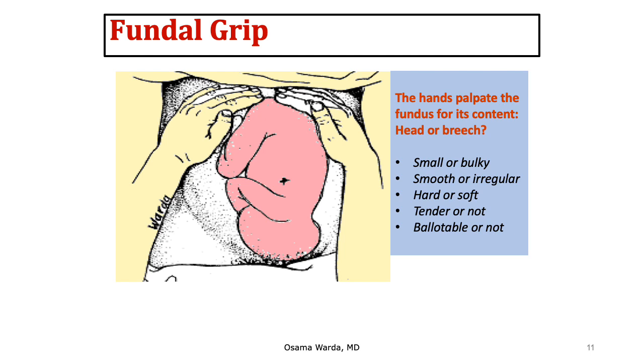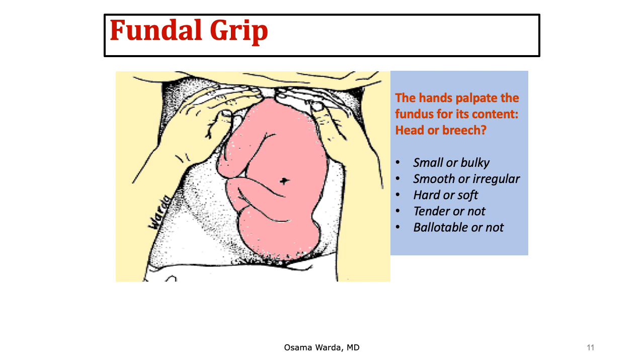If it is small, it is a head. If it is bulky, it is the breech. If it is smooth, it is a head. If it is irregular, it is the buttocks. If it is hard, it is the head. If it is soft, it is the buttocks. If it is tender, it is the head. If it is not tender, it is usually the buttocks. If it is ballotable, it is the head. So we characterize the fetal part occupying the fundus uteri by performing the fundal grip.